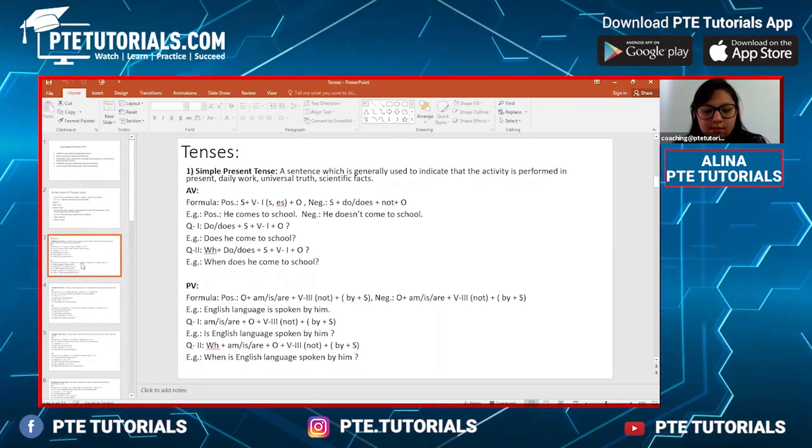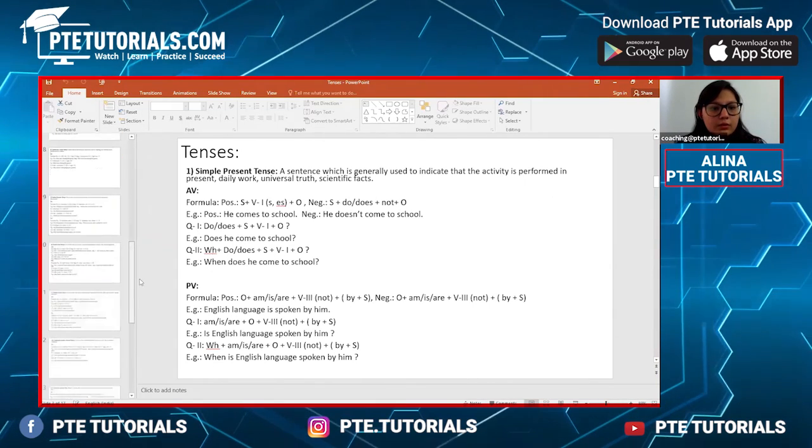Now coming to tenses, there are basically 12 important tenses which should be considered while attempting write essay, summarize written text, write from dictation, and reading fill in the blanks. Those are the things which will definitely help you. I have seen students securing marks by structuring, because written discourse plays an important role in your PTE exam. So if you are structuring an essay, spelling and grammar mistakes should not be taken lightly.